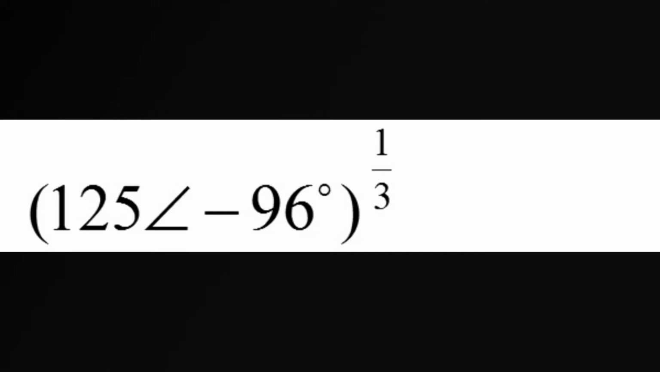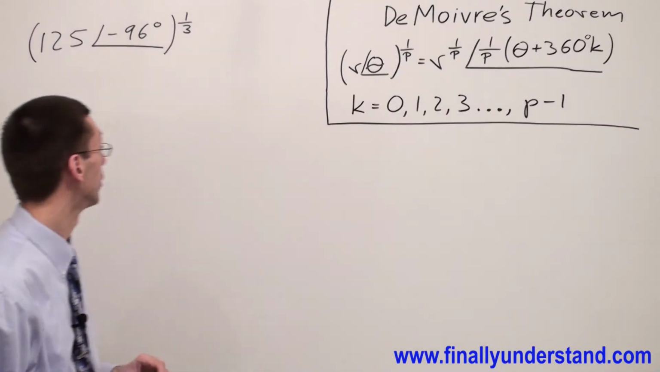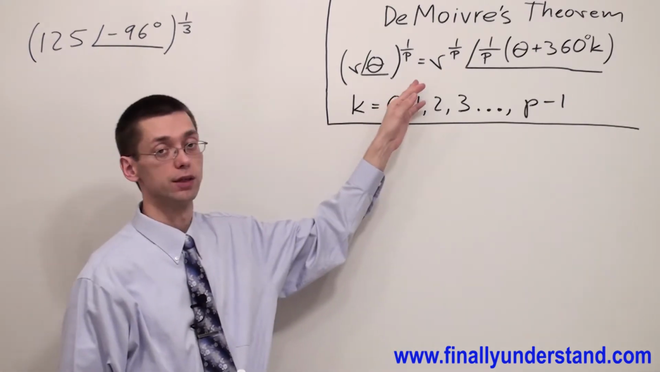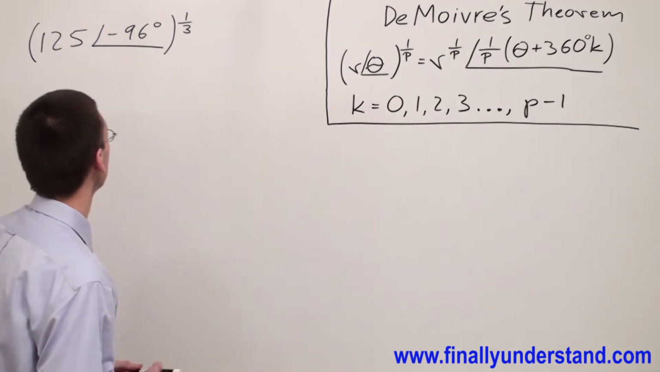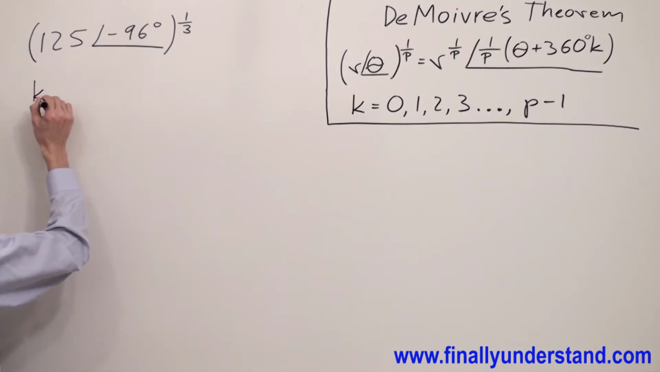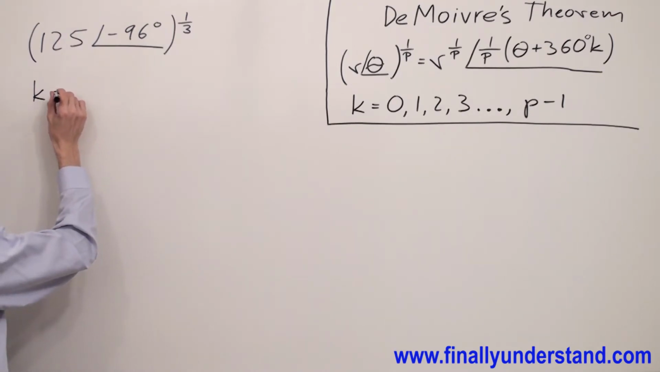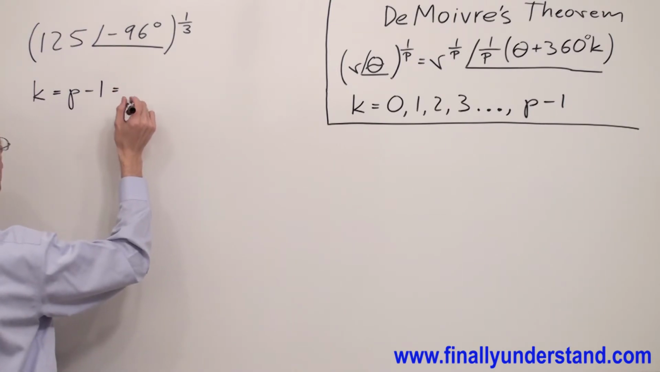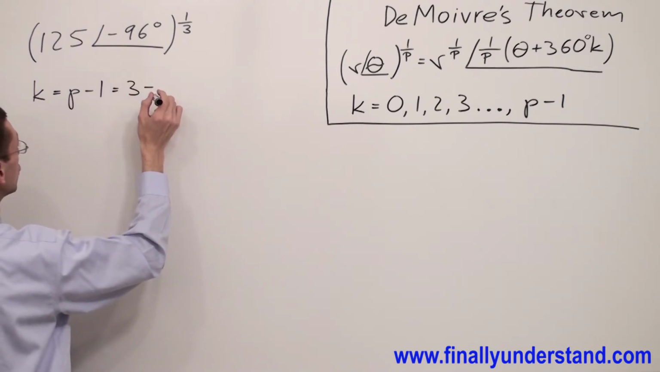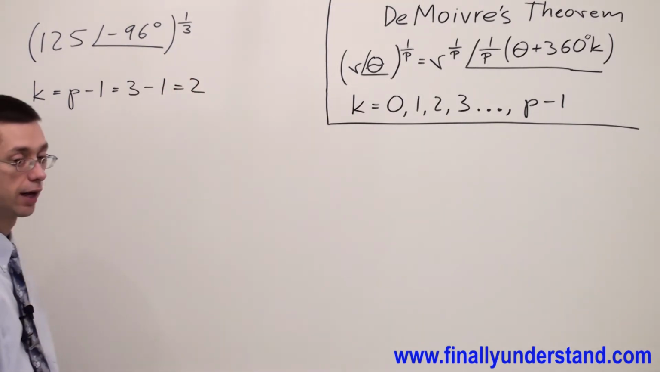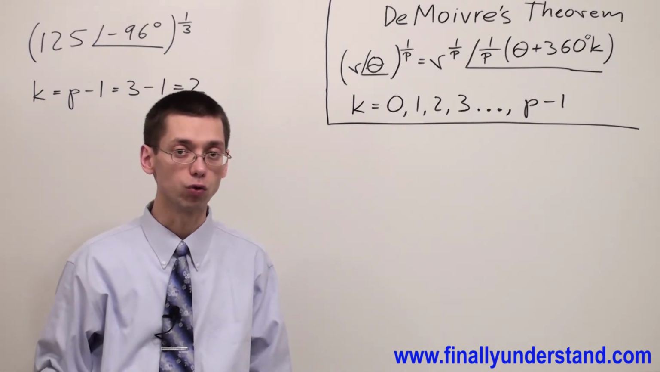This time we're supposed to raise a complex number expressed in polar form to the power 1/3. Again, we are going to use this formula. So, what I'm supposed to do first is find the maximum value of k. K is equal to p minus 1, so I have 3 minus 1 is equal to 2. And answer the question, how many roots I'm going to have.